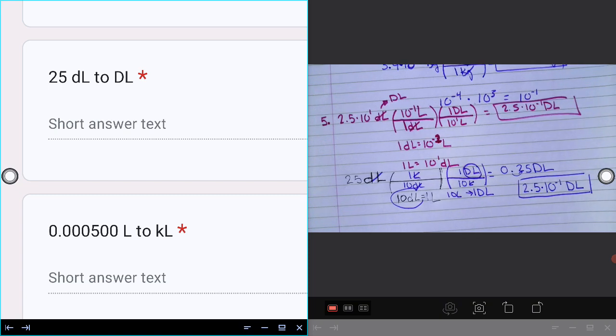I got off on my numbers. Did I jump? Oh, no. I forget that my paper's numbered weird. Okay.